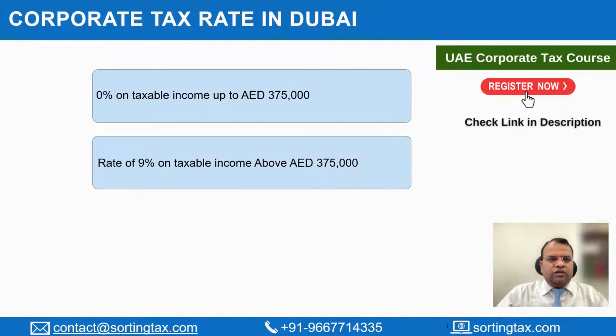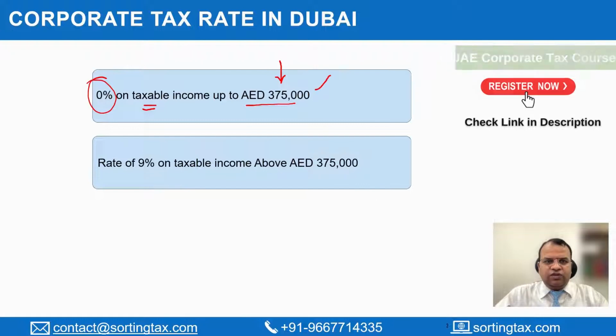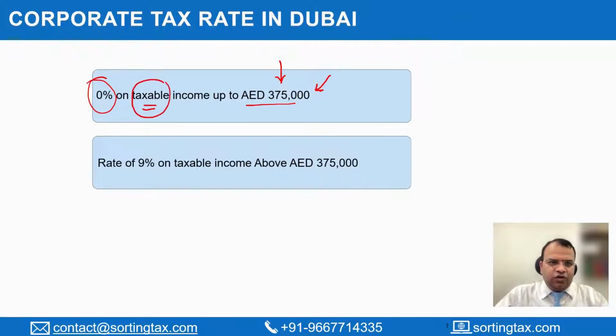So according to the draft law, the rate of tax applicable on taxable income up to AED 375,000 is 0%. So practically, if you have an income which is taxable, not the non-taxable part, if your taxable income is up to AED 375,000, the tax is 0. So let's say, for example, simply speaking, if the income is 300,000 dirhams, the tax is 0%.